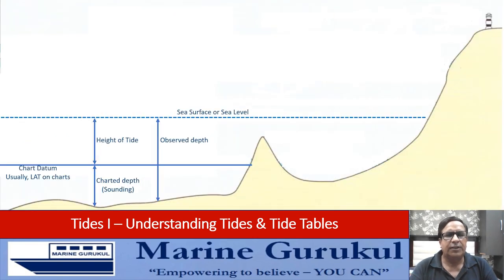So drying height of the Koenigsberg rock is 2.8 meters. Let's continue with this diagram wherein we had already marked some levels and terms which we had learned earlier. And on the same diagram, now we shall insert the drying height. So this level of the chart datum, or the LAT, is also the charted low water line. This feature of the seabed is covered and uncovered because of rise and fall of tide. So the height of this feature above the chart datum is what is its drying height.